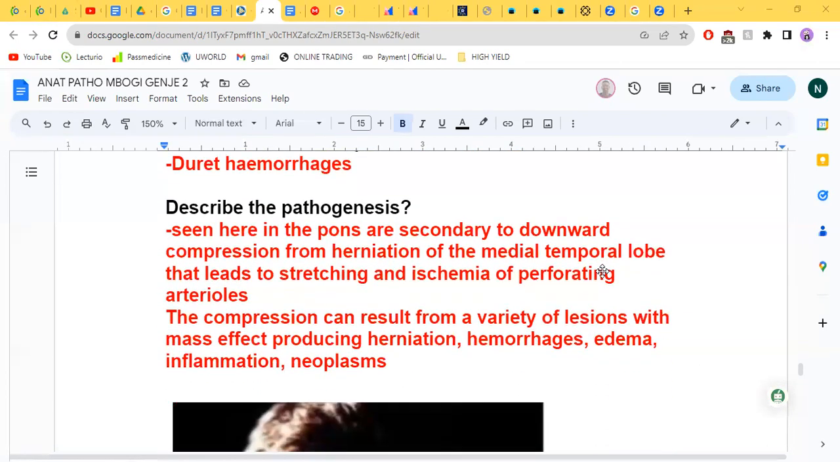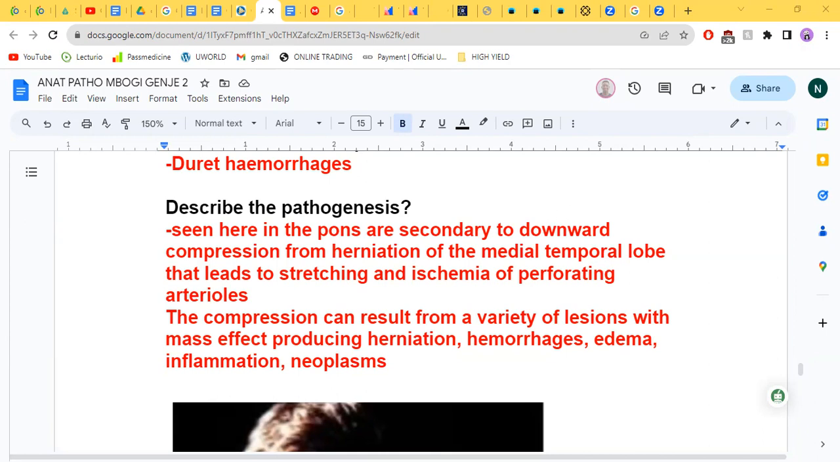So those are those Duret hemorrhages seen here in the pons. They are secondary to downward compression from herniation of the medial temporal lobe, which leads to stretching and ischemia of perforating arterioles. Compression can result from a variety of lesions with mass effect producing herniation, hemorrhages, edema, inflammation, and neoplasms.